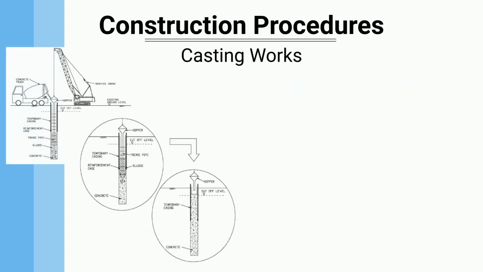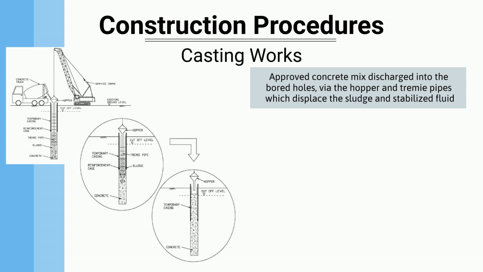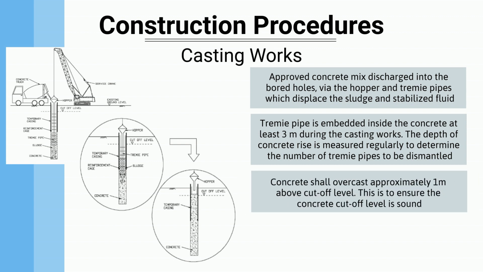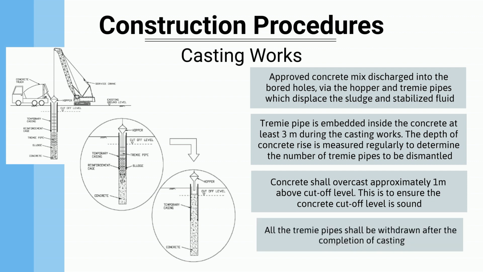Casting works. Approved concrete mix discharged into the bored holes, via the hopper and TREMI pipes which displace the sludge and stabilized fluid. TREMI pipe is embedded inside the concrete at least 3 meters during the casting works. The depth of concrete rise is measured regularly, to determine the number of TREMI pipes to be dismantled. Concrete shall overcast approximately 1 meter above cutoff level. This is to ensure the concrete cutoff level is sound. All the TREMI pipes shall be withdrawn after the completion of casting.